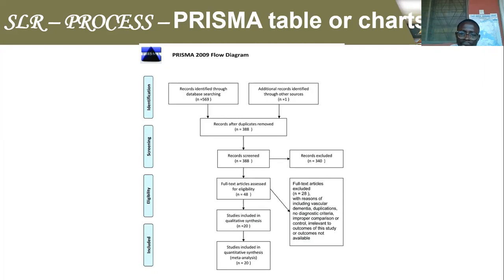So the final stage, we have studies included in the quantitative synthesis. That's the meta-analysis. They are also 20. So in all, it started with the 570 articles, but now we have only 20 quality articles that were used for the final data analysis. That's the synthesis. I hope you are with me. So this is the PRISMA. So this flow diagram summarized the whole process up to the synthesis where we are going to analyze the data and extract the data and come out with the findings. So this diagram or flowchart has been able to summarize all this process, and now we are good to go.